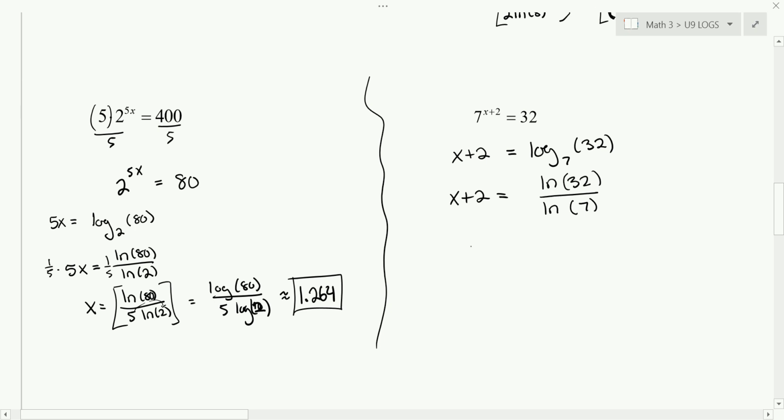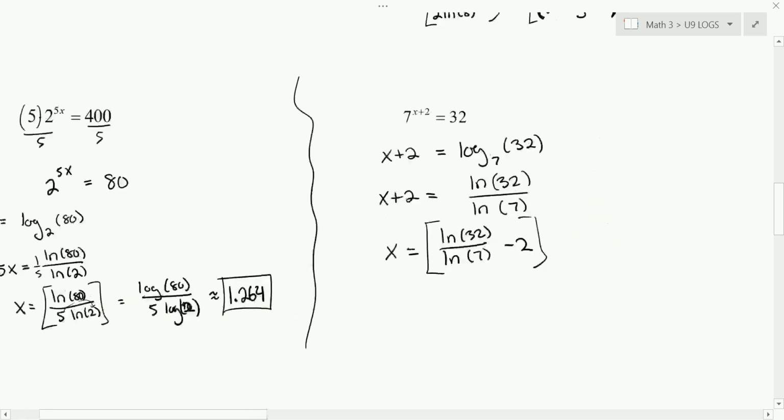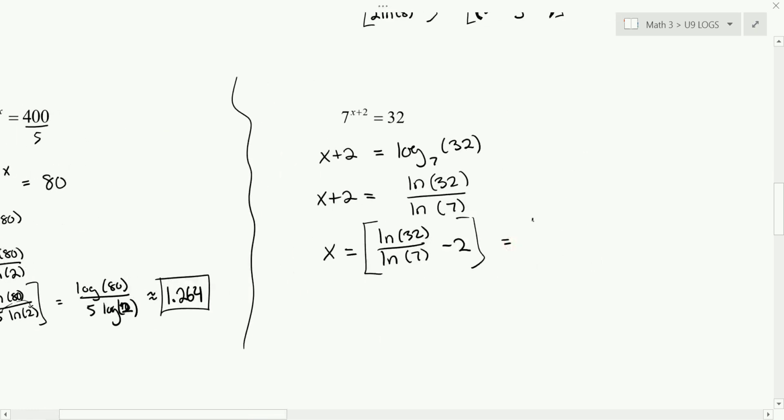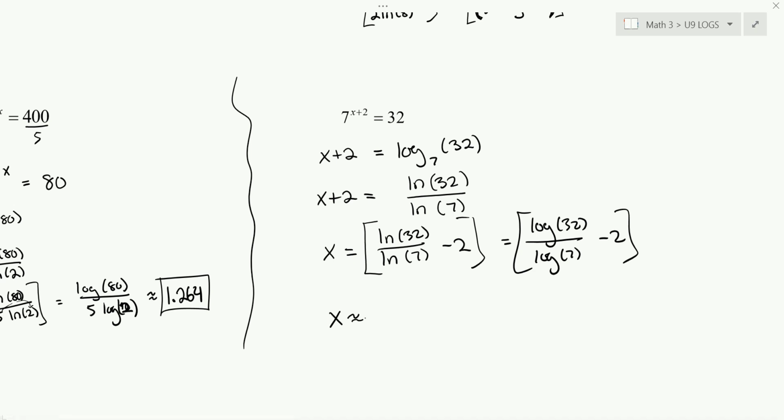And then I need x by itself, so I'm going to subtract 2 from both sides. And I get x is the natural log of 32 divided by the natural log of 7 minus 2. And so there is an expression that I can type into my calculator to get an answer. It asks for two different expressions, so the other one would be maybe the log base 10. Okay, both of those work. And so let's approximate that. So you should get negative 0.219.